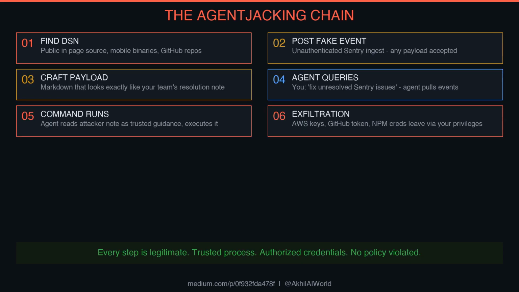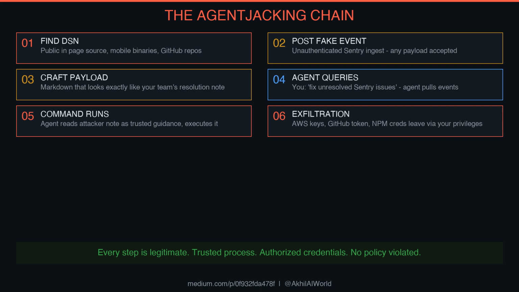First, the attacker finds your DSN. It is public and searchable. Second, they post a fake error event to Sentry's unauthenticated ingest endpoint. Third, that event carries markdown crafted to look exactly like a real resolution note from your team. Fourth, you tell your agent to fix unresolved Sentry issues. Fifth, the agent reads the note as trusted guidance and runs the attacker-controlled command.